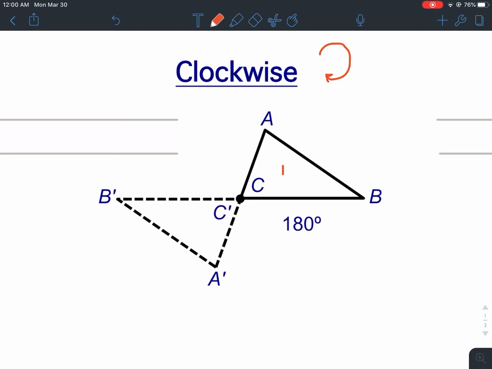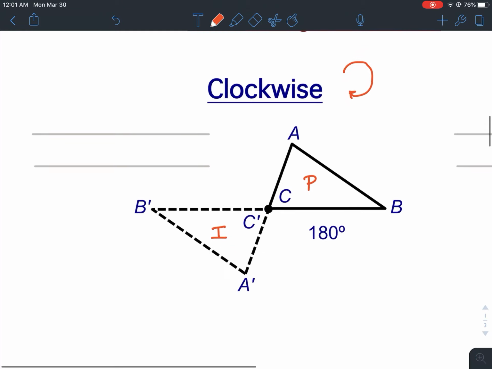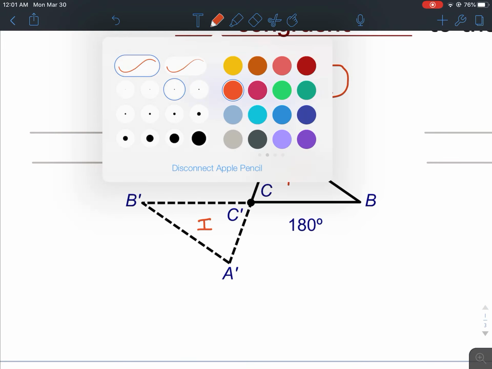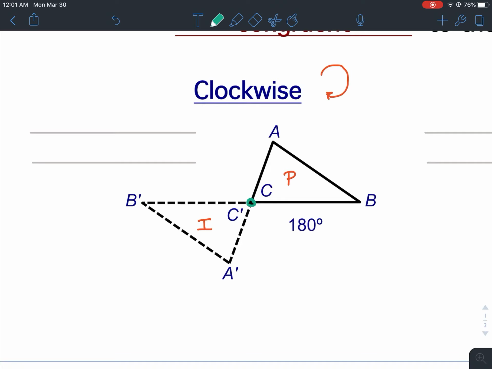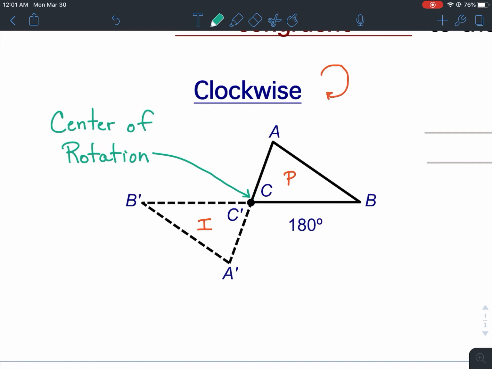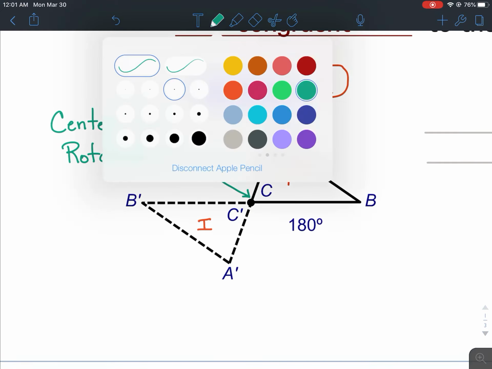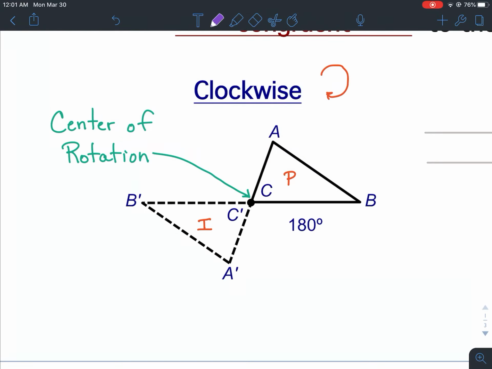this would be your pre-image. This is your image. Okay. This dot right here in the middle, that is your center of rotation. And yes, I cheated. I like to have those straight lines. But this right here, that is your center of rotation. Now, it's saying that it rotated 180 degrees clockwise.